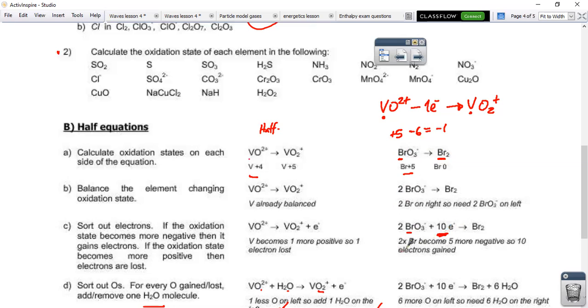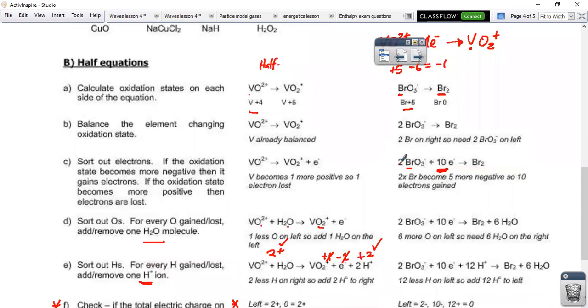Now the next step is I need to sort out the oxygens. So if there's an oxygen on the left-hand side, to counter that, what should I do? I should introduce water. Now, how many oxygens do I have this side? 2 times 3, which is 6. So the water I'll introduce will have 6 H2O. This is so I can cancel out the oxygens. Are you happy with that? Good.